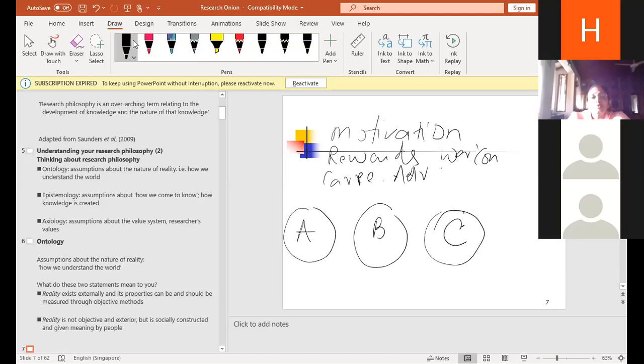Okay. So if you think like that, you tend to assume that the reality is external to the context, right? In other words, what affects motivation does not depend upon the internal circumstances within each company.